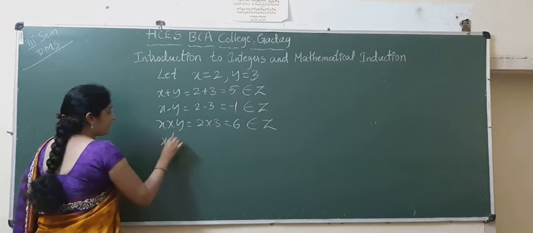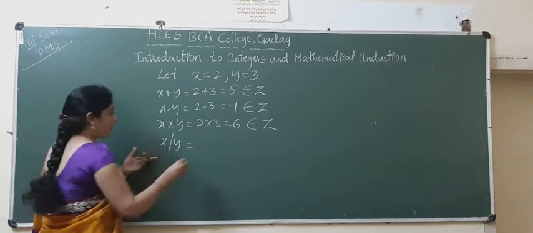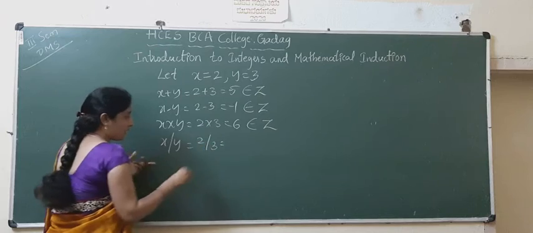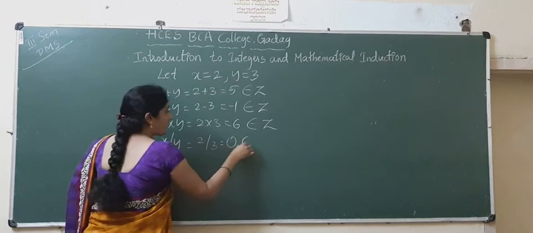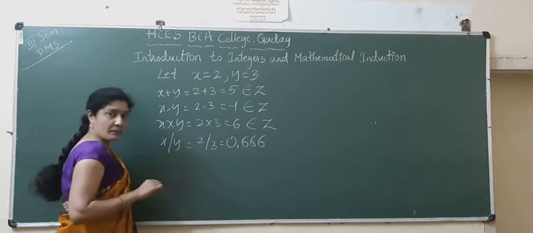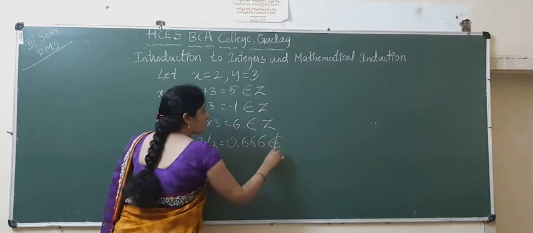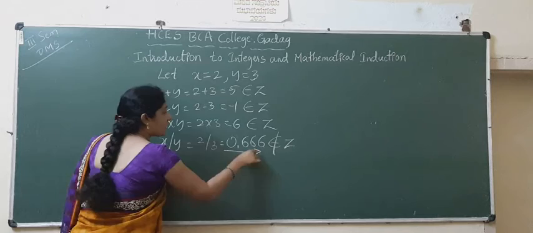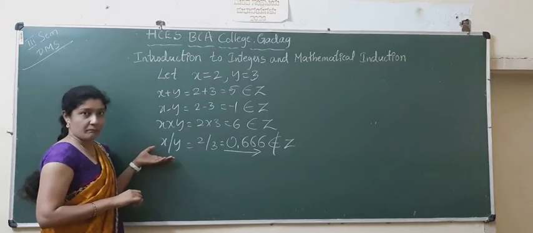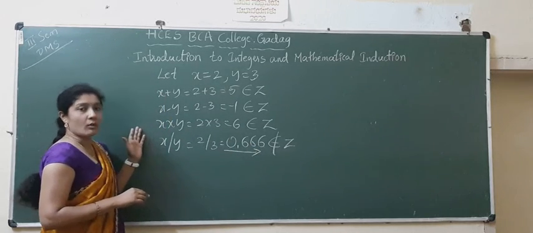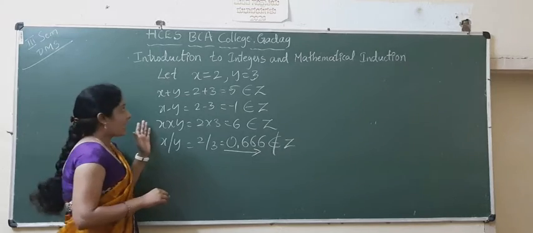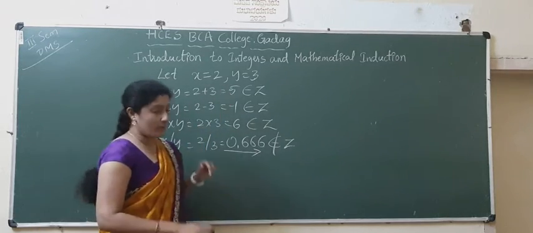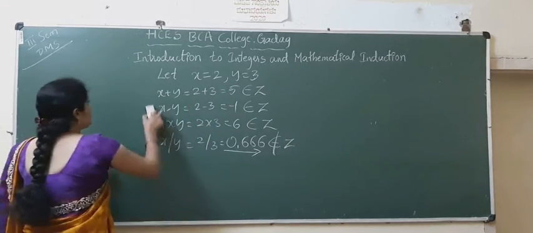Whereas x divided by y means 2 divided by 3, which is equal to 0.666. This does not belong to the set of integers. Why? Because this contains a fractional component. So this is a brief introduction to integers. Now let us start with mathematical induction.